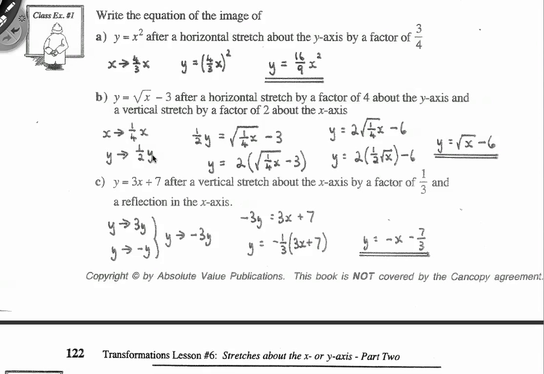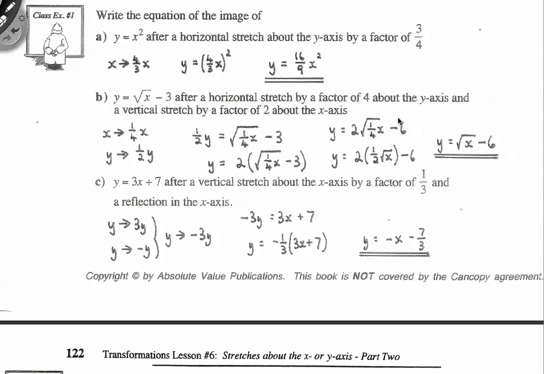So first of all, we will take the y value and substitute it in. So into this equation, y equals the square root of x minus 3, becomes 1/2 y equals, and x gets replaced with 1/4 x under the root sign, minus 3. So if we multiply both sides by 2, we'll get y equals 2 in brackets, square root of 1/4 x minus 3. Multiplying out the bracket, we get the following equation.